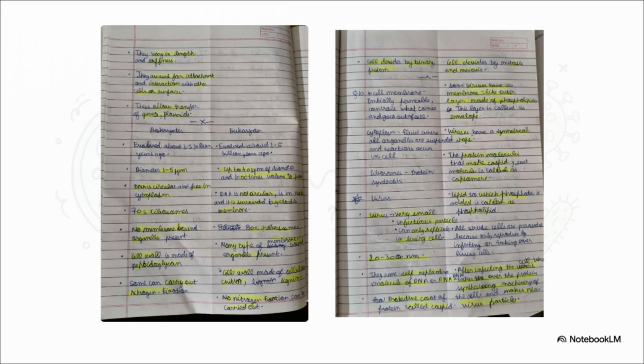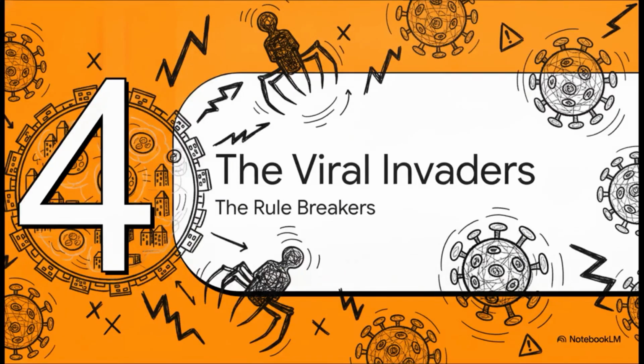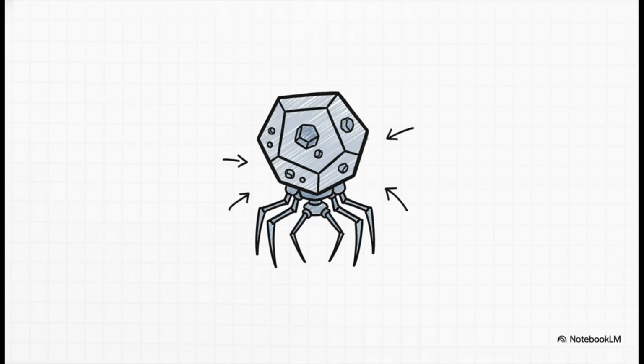Let's move along and see how this builds, because as we scan further down the source text, we finish comparing these two majestic forms of cellular life and immediately run into something entirely different. Just a tiny, stark heading that says, virus. We are officially leaving the established rules behind, folks, and entering the dark web of microbiology. Section 4. The viral invaders, the rule breakers. The notes define them with chilling simplicity.